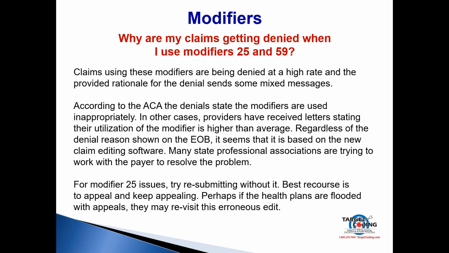Regardless of the denial reason shown in the EOB, it seems that this is based on the new editing software, and many state associations are trying to work with the payers to resolve the problem. So my immediate recommendation is, if you're getting denied with the 25 modifier on your E&M codes, resubmit without it. Your documentation will prove that you're doing it right. And what does that mean, doing it right? You're doing it for a separate and distinct reason, like a flare-up, a new condition, or the patient is not improving. Best recourse is to appeal and keep appealing. Perhaps if the health plans are flooded with appeals, they'll revisit this erroneous edit.